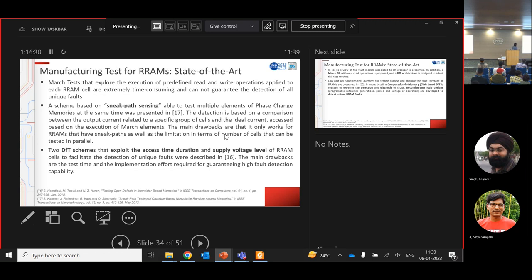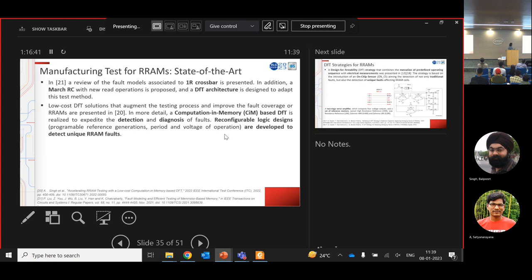Some DFT strategies, designed-for-testability schemes that explore access time duration and supply voltage level to facilitate the propagation, were also proposed. Recently, we have this review paper of fault models, but again, here it is for passive crossbar arrays, 1R crossbars. And this work that was published last year is a low-cost DFT solution for improving the fault coverage of resistive RAMs. So the idea is a computational-memory-based DFT for detecting and diagnosing faults. Here in this strategy, the idea is to explore the reconfigurable characteristics of some parameters in order to facilitate the propagation. Okay, but this is the state of the art.